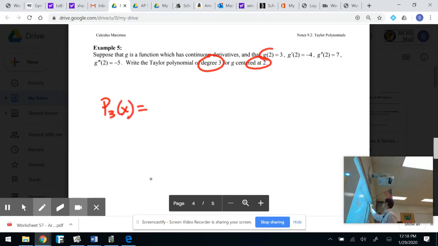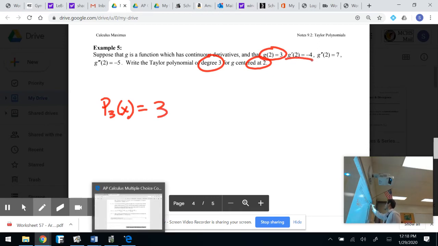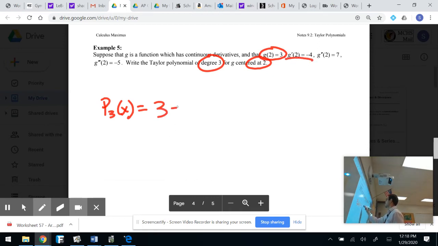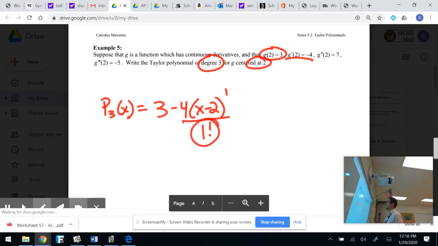It's centered at 2, so we start out with that first term, which is a 3. Then my first derivative, which would be minus 4, is centered at 2, so we have x minus 2 to the first all over 1 factorial. Remember, that's getting tedious, so you don't have to keep doing that. My next one is the second derivative.